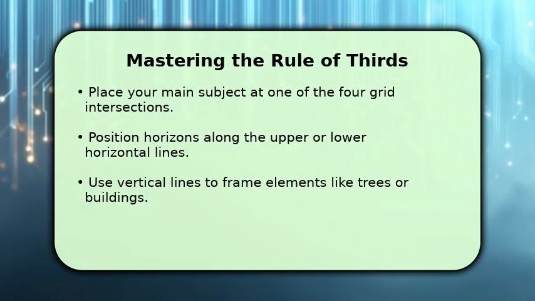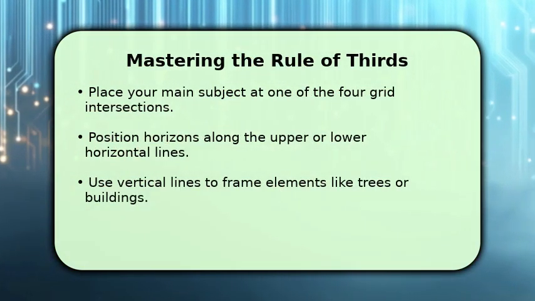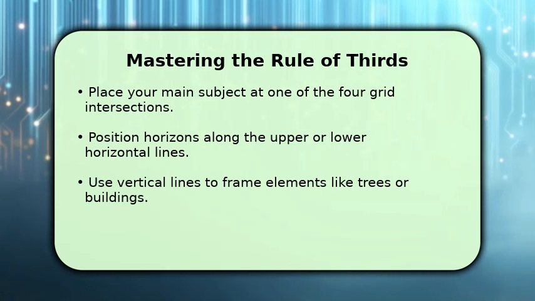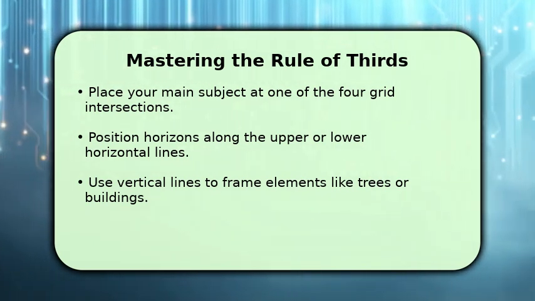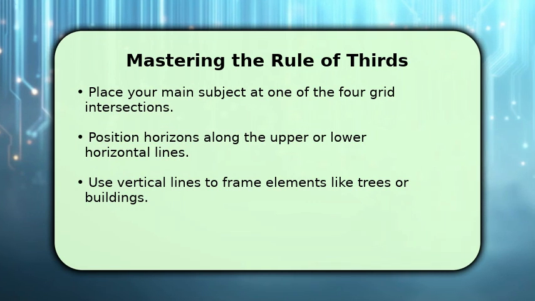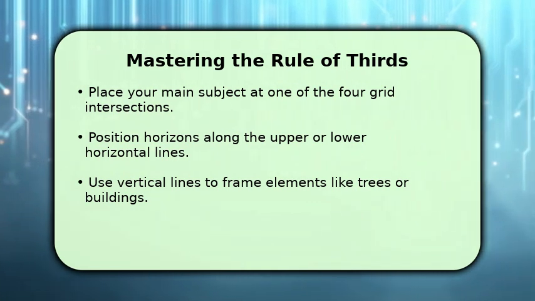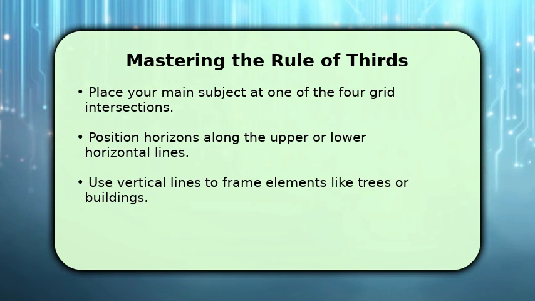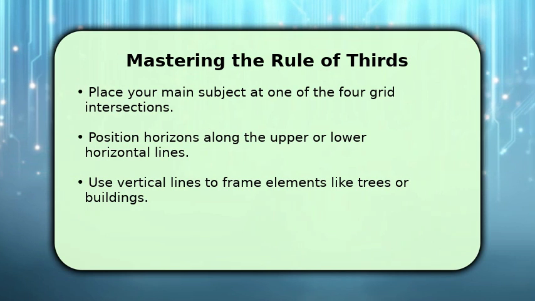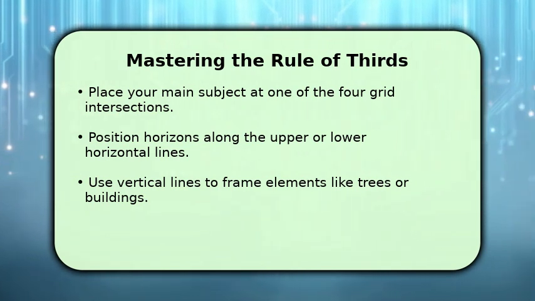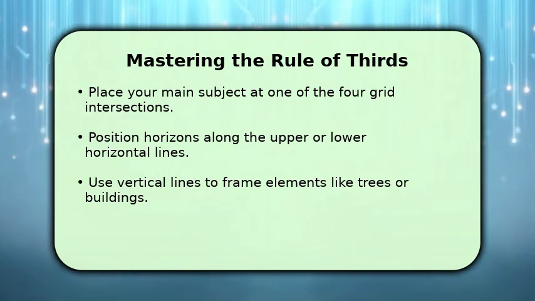The rule of thirds is a fundamental principle in grid photography. Imagine your frame divided into 9 equal parts by 2 horizontal and 2 vertical lines. Instead of centering your subject, place it along these lines or, even better, at one of the 4 points where they intersect. For landscapes, position the horizon on the upper or lower horizontal line, not in the middle.